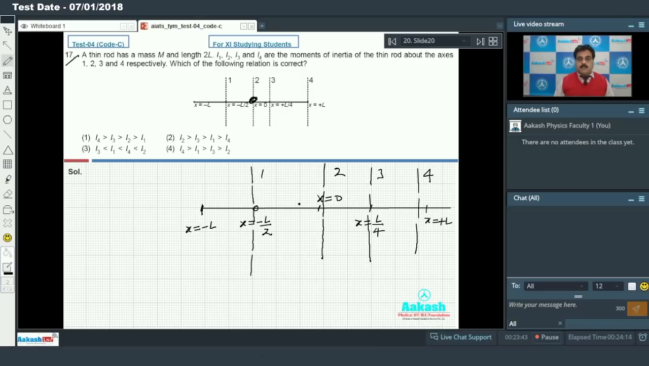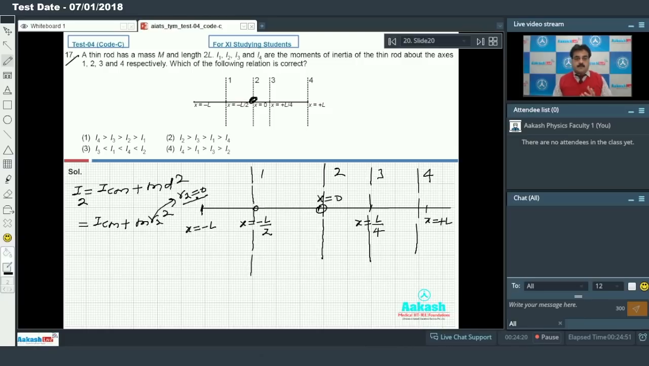I need the relation between I1, I2, I3. So if I go for the parallel axis theorem, that is I CM plus M D square. First I will concentrate on I2. So we'll write I CM plus M R2 square, because I am going to take axis number 2. But axis number 2 will pass through the origin, so we can observe R2 will be 0.